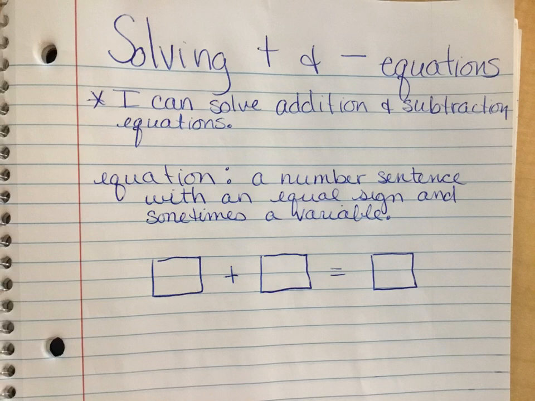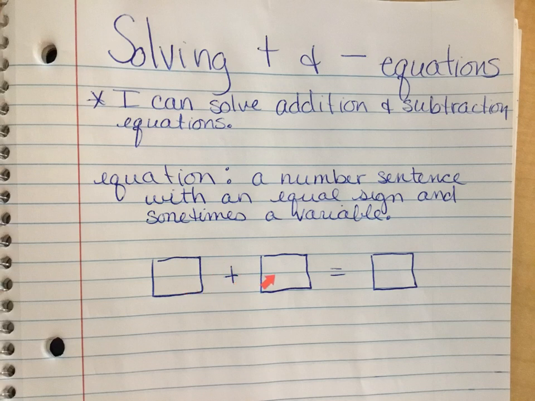Equation we've talked about all through the school year, but an equation is a number sentence with an equal sign, and sometimes it has a variable. So I have a picture of what an equation might look like. We would have a first number plus a second number, and then we have this equal sign and we have an answer. Sometimes this plus sign would be a minus sign or a division sign or a multiplication sign.